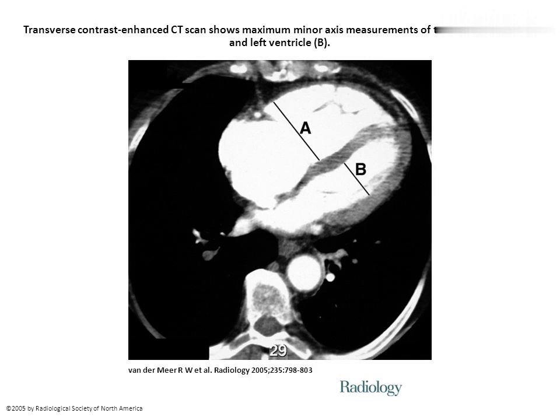ventricle, B. Figure 1. Transverse contrast enhanced CT scan shows maximum minor axis measurements of the right ventricle, A, and left ventricle, B. Note the flattening of the interventricular septum. RV/LV ratio equals 1.81. Vandermeer RW et al. Radiology 2005, 235, 798 to 803. Copyright 2005 by Radiological Society of North America.